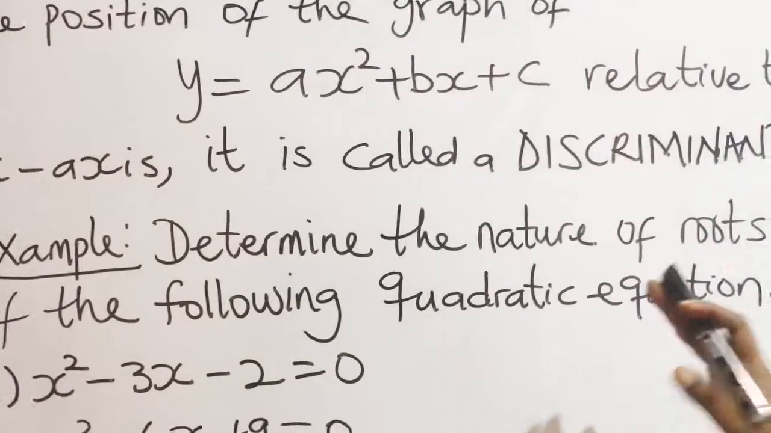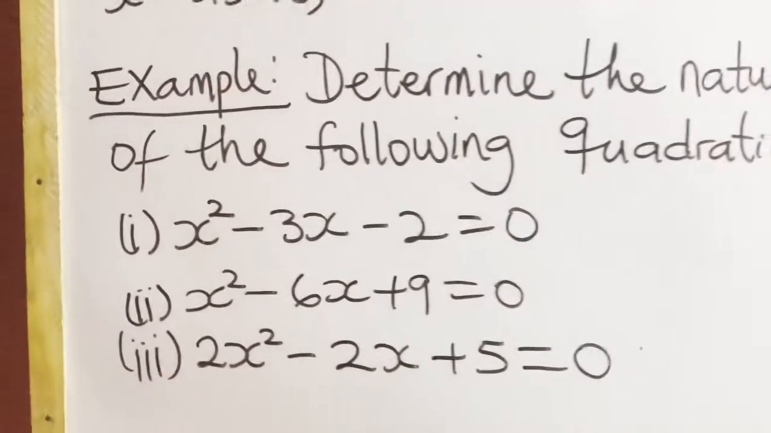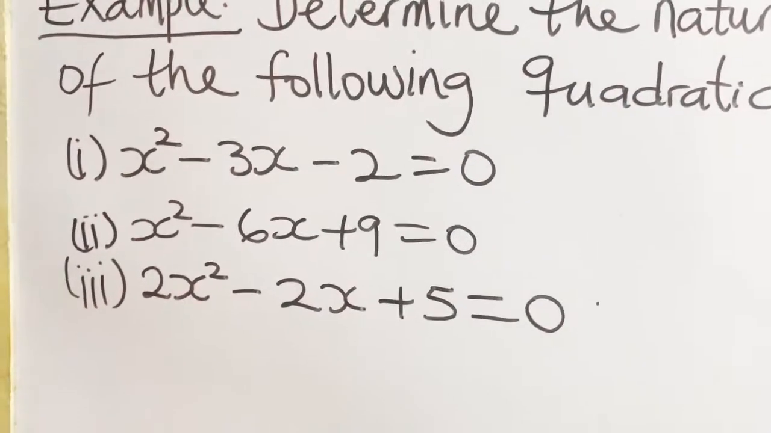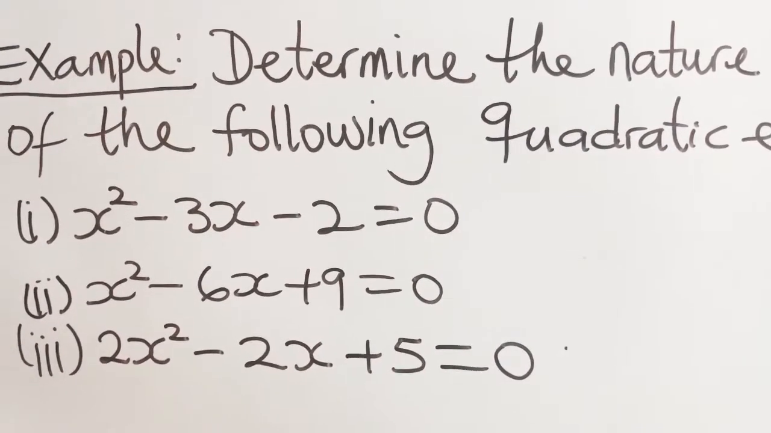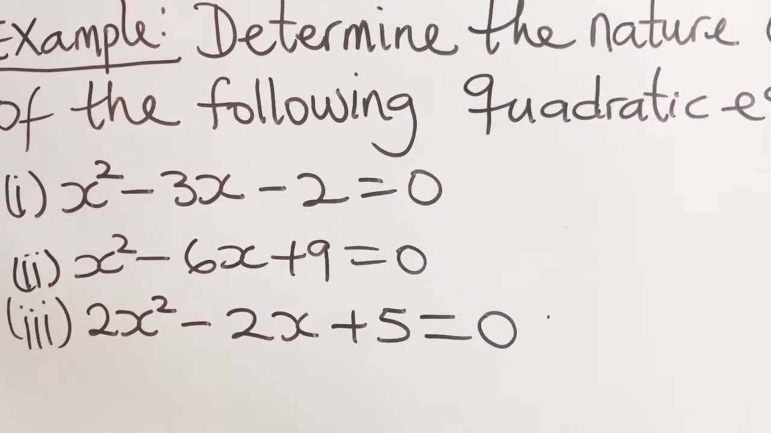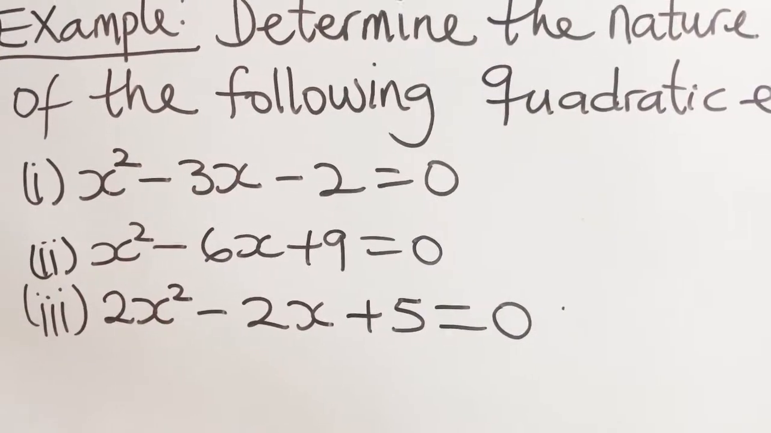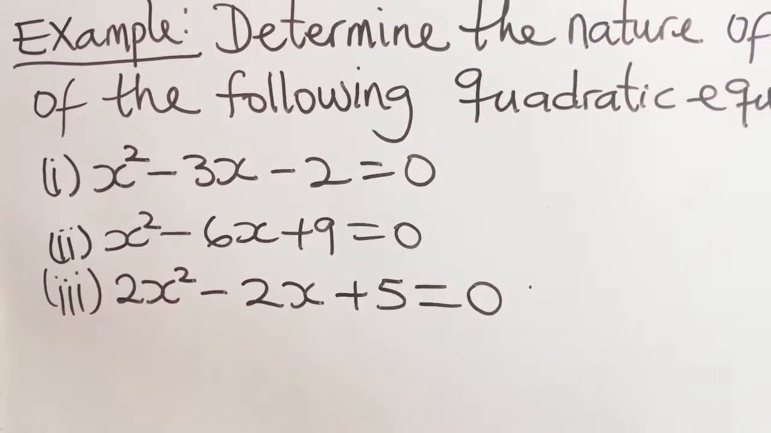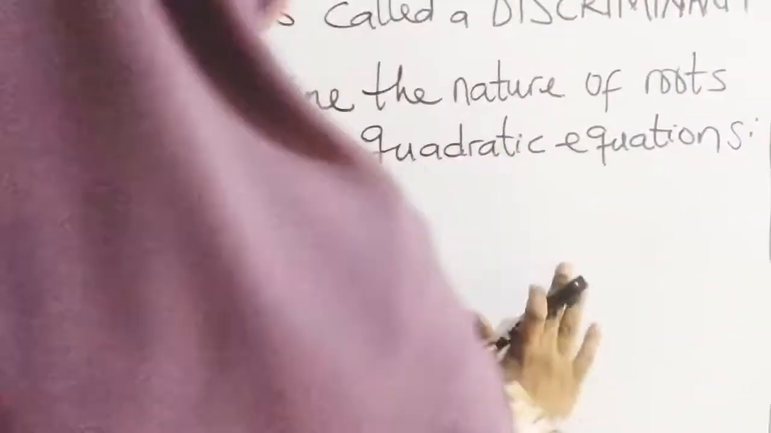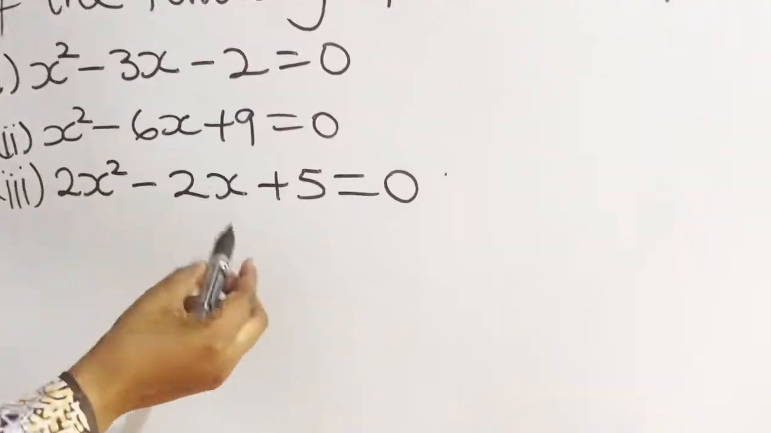Example: determine the nature of roots of the following quadratic equations. 1, x squared minus 3x minus 2 is equal to 0. 2, x squared minus 6x plus 9 is equal to 0. 3, 2x squared minus 2x plus 5 is equal to 0. So we want to determine the nature of the roots of these quadratic equations. Solution.